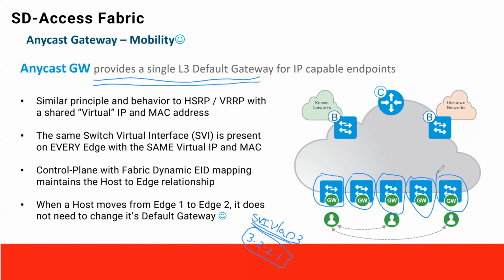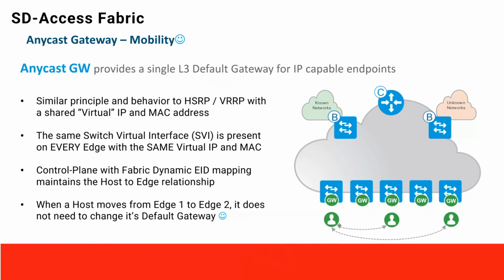But in this case, this specific SVI is present on all the edge nodes, which means if this is the gateway for the endpoints, it is present on all the edge nodes. So no matter where you connect, you can see it is very nicely explained with these arrows. Once again, if this user moves to a different edge node, then yes, you can use the same gateway.